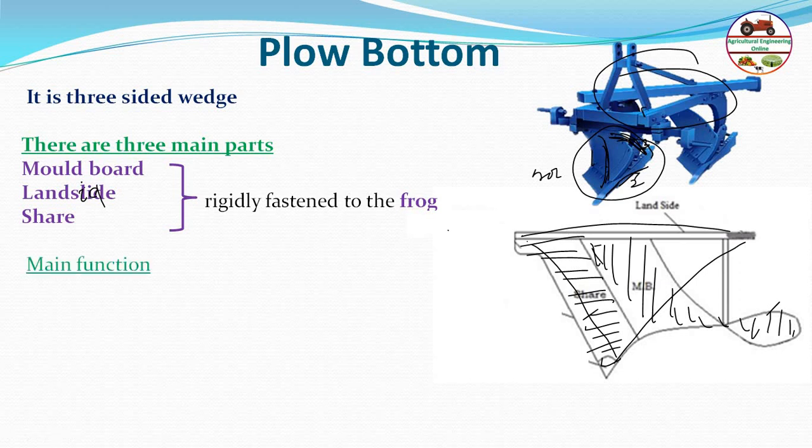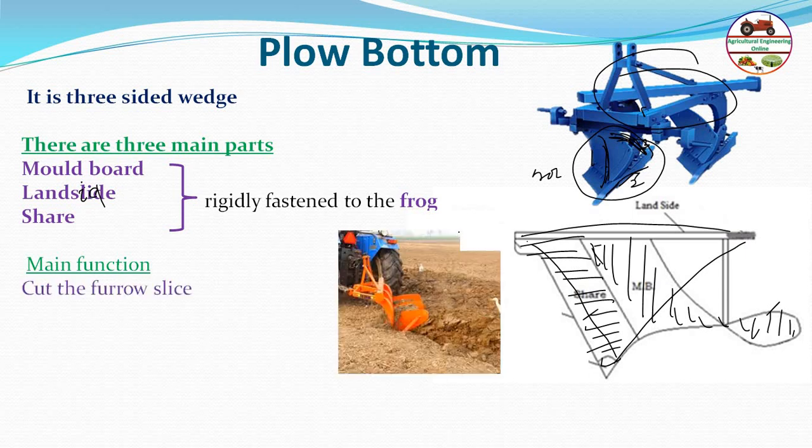The main function of the plough bottom, or mold board plough, is to cut the furrow slice. So it opens the hard soil initially, because it is a primary implement. The soil has to be dispersed from the point of cutting. So basically it is lifted up and kept to the side. In that way, it inverts the furrow slice to cover the trash. So basically it does cutting, settling and inverting of the soil.